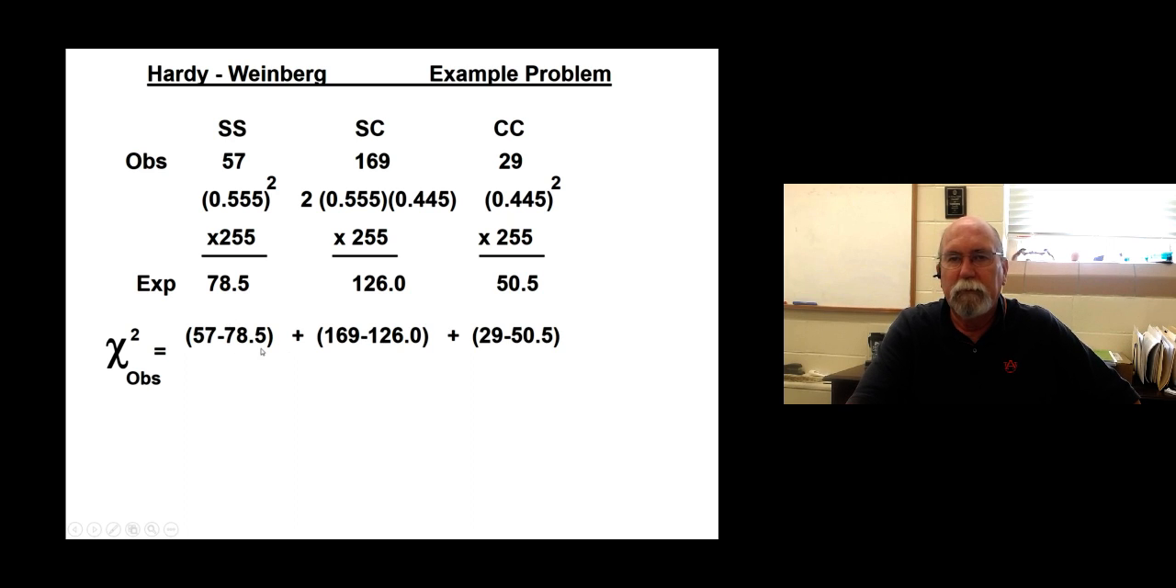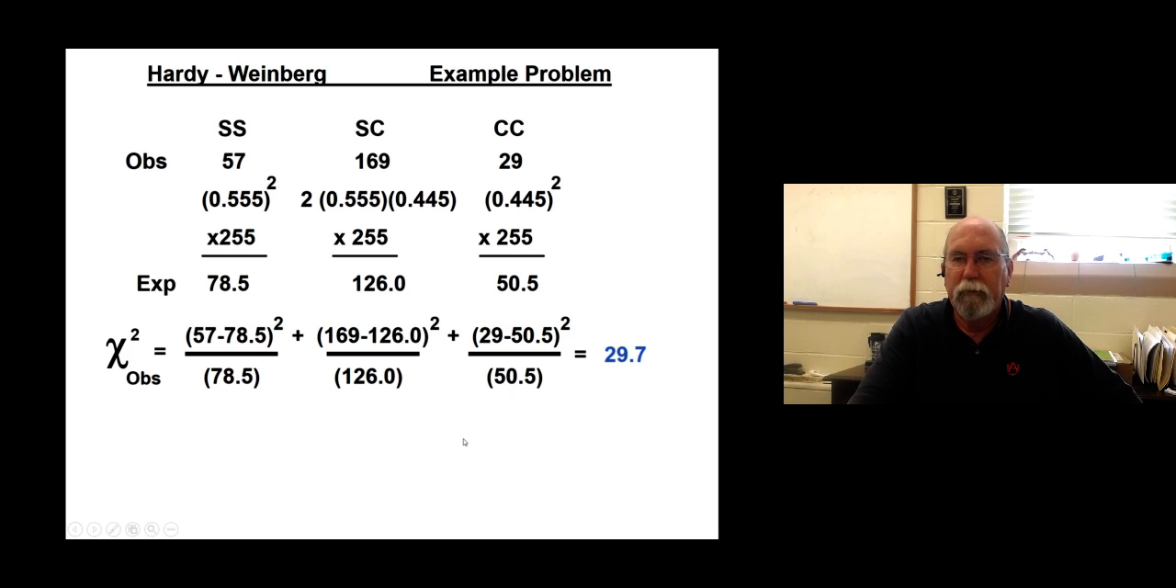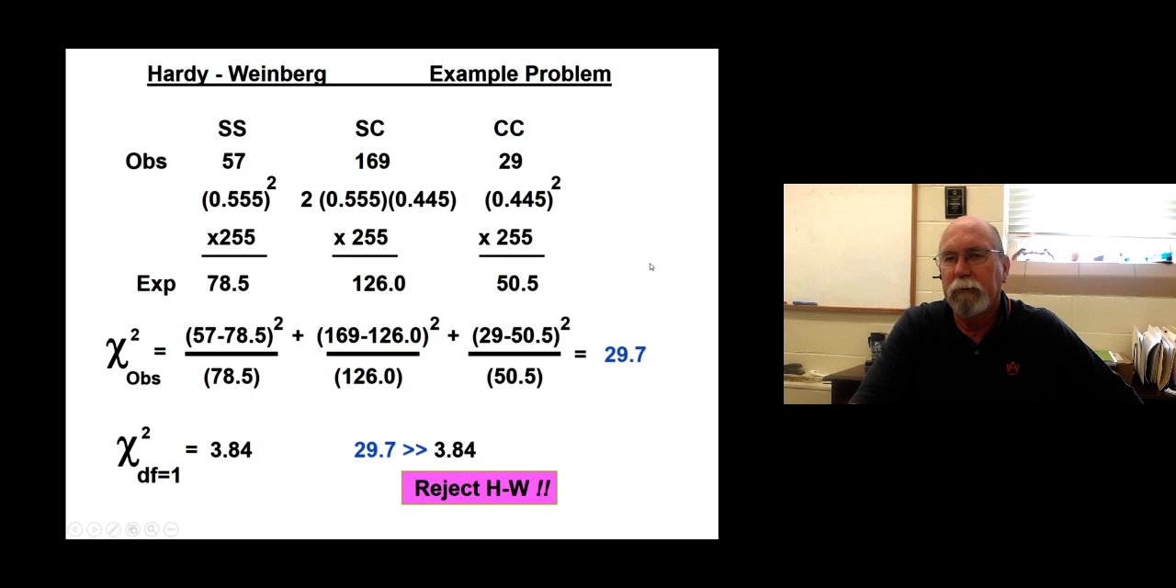Observed minus expected, for each one, square each of those, and divide by the expected. So for the first one, it's 78.5, for this one we divide by 126, and this one by 50.5, and we come out with 29.7, a very large departure. Again, our table value is just 3.84. So our observed value is much, much greater than what we expected it to be. It's way off, so we would reject. The adults are not in Hardy-Weinberg.